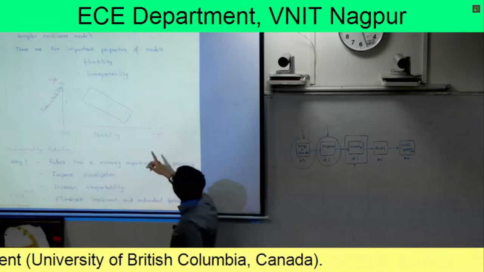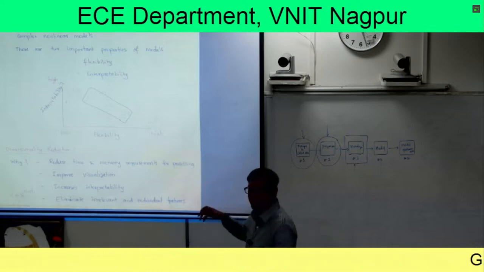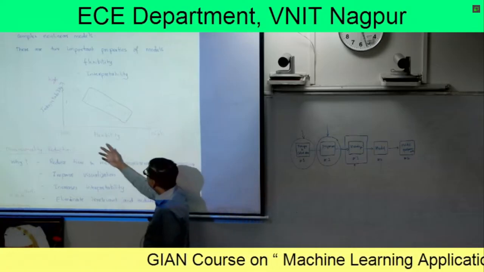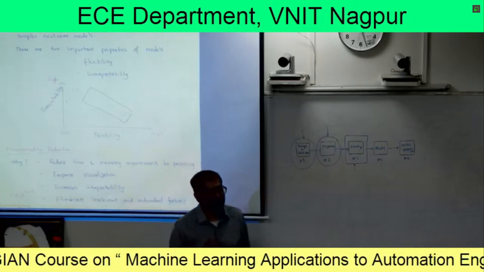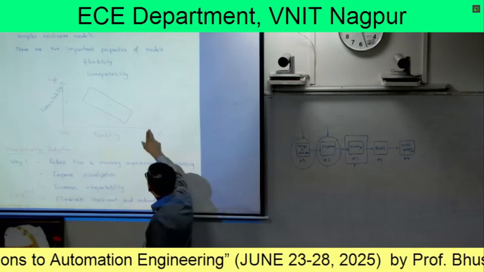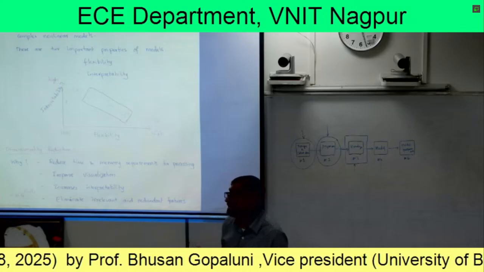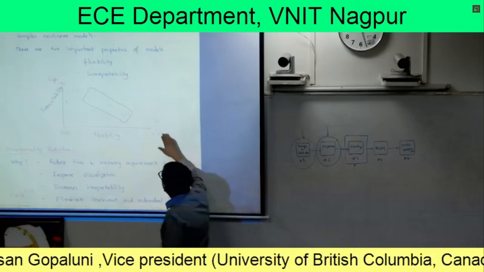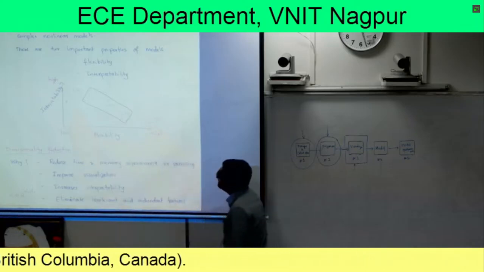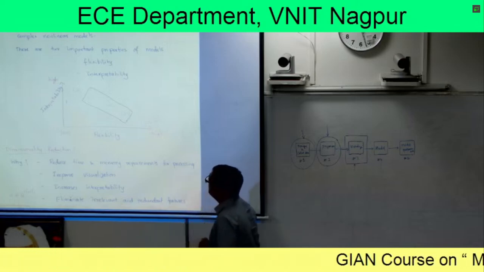So the other thing that I want to mention here is there are two important properties of models, right? One is flexibility, and the other is interpretability. By flexibility, what I mean is the structural flexibility. So a deep neural network has very high structural flexibility because you have millions and billions of parameters. On the other hand, linear regression has very few parameters, and therefore the flexibility of a linear regressor is small.